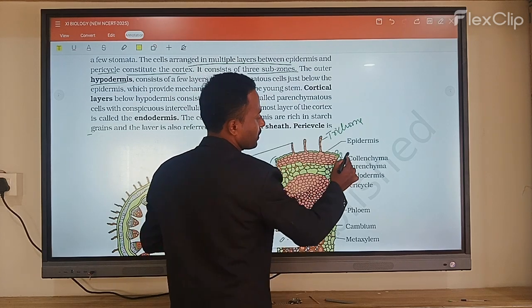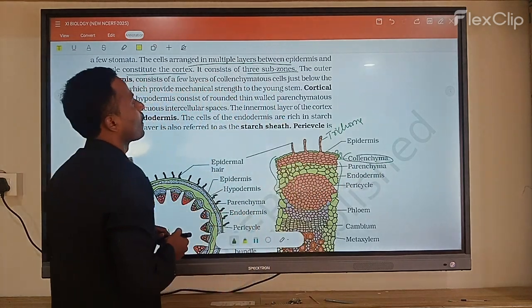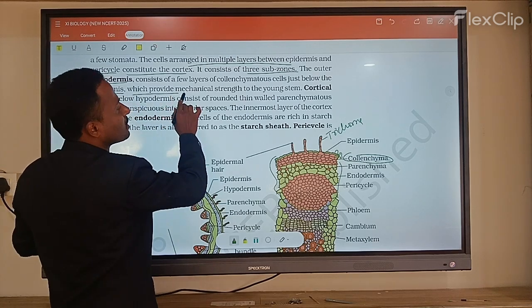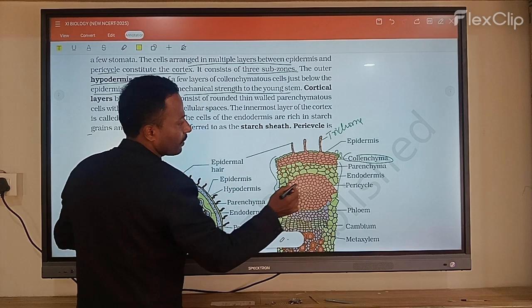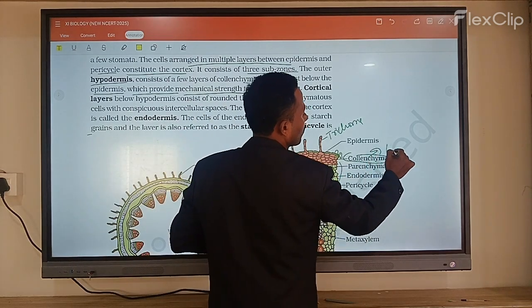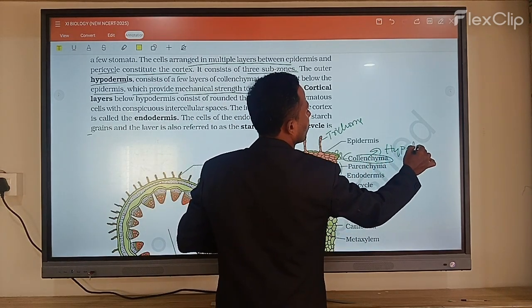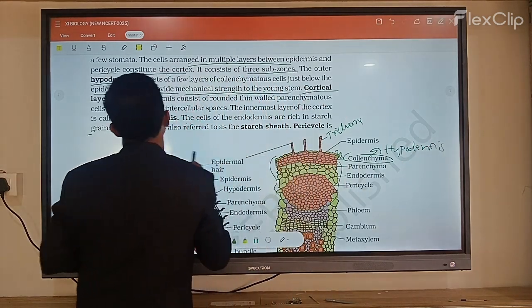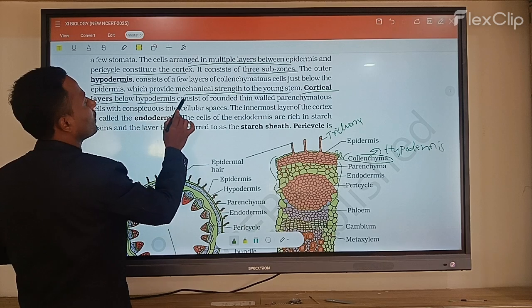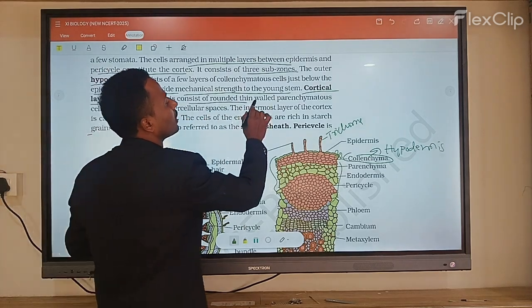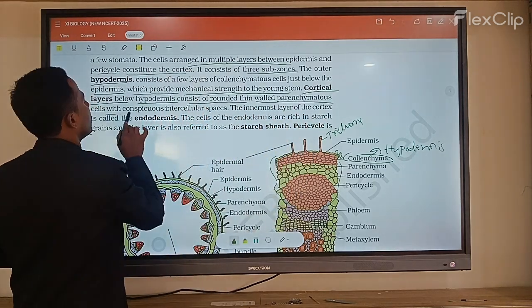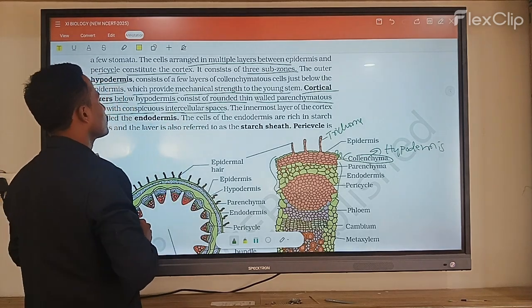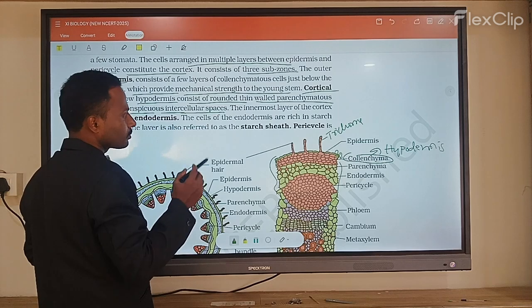The hypodermis is made up of collenchyma, just below the epidermis, and it provides mechanical strength to the young stem. Next, some cortical layers below the hypodermis consist of thin-walled parenchymatous cells with conspicuous intercellular spaces.